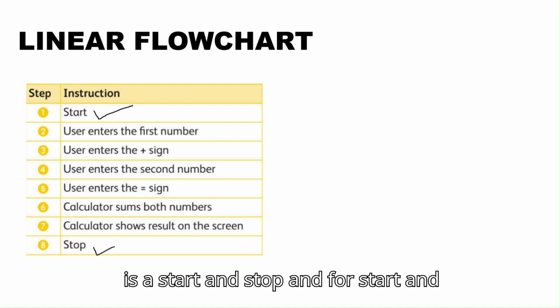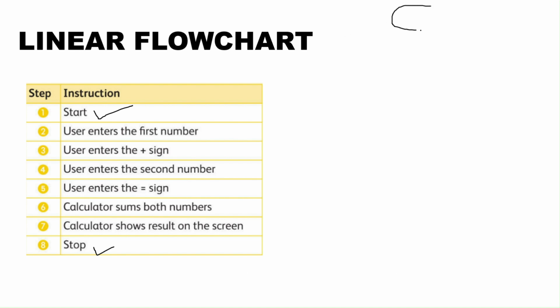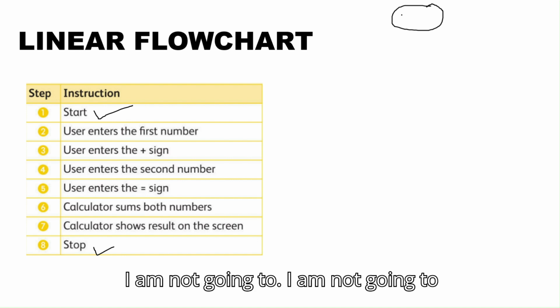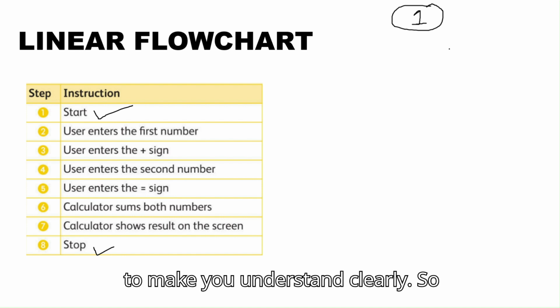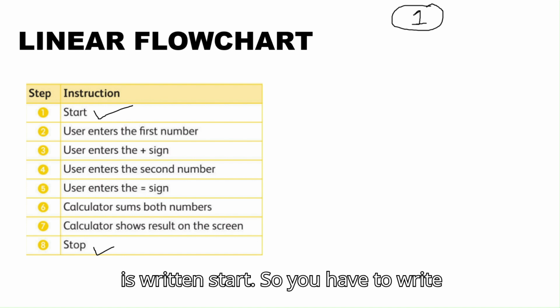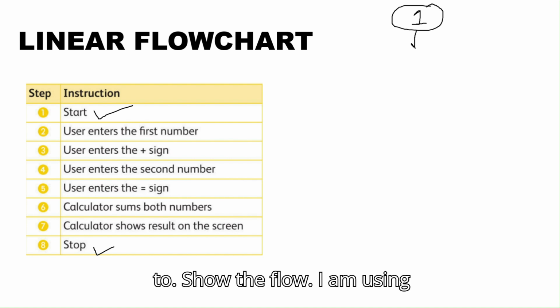Here is the start and stop, and for start and stop we always make an oval. ये हमें clear है. So this is start. I'm not going to write start here. I'm just writing one to make you understand clearly. जब आप flow chart बनाएंगे, so you have to mention the instruction. If it is written start, so you have to write start inside it. Next, to show the flow, I'm using an arrow.